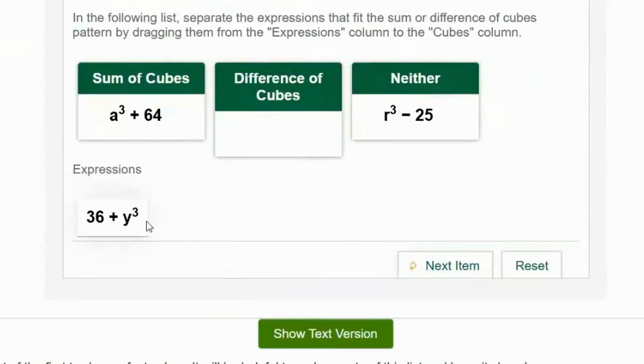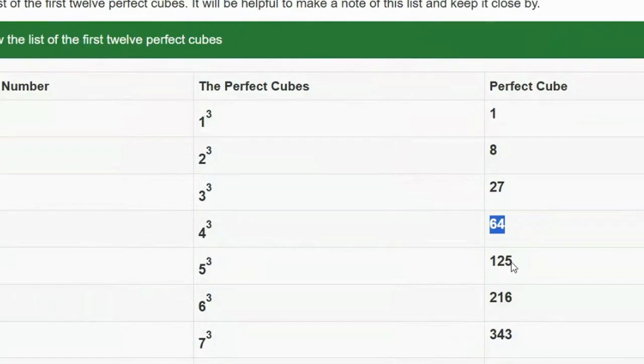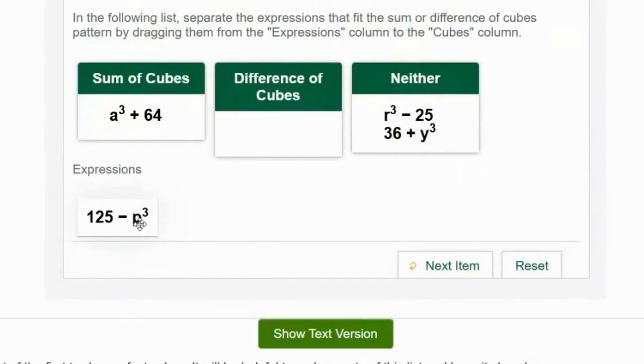So it is not. How about 125 minus p to the third? Well, 125, is that on our chart? Oh, it is. Look, it's 5 times 5 times 5. It's right there on that line. And that is a p to the third. So, yep, Olivia's got it. That is a difference of cubes.